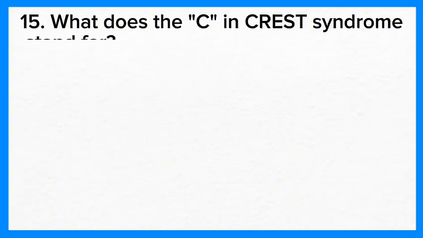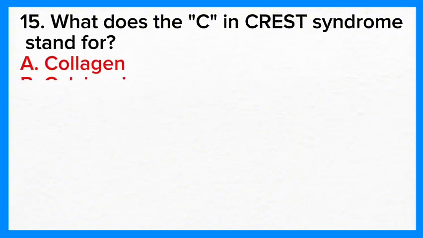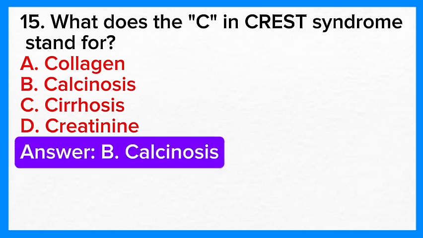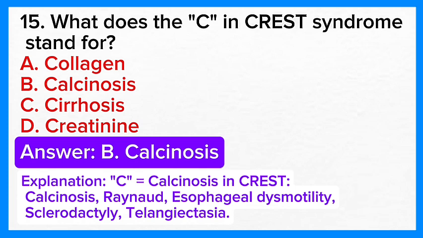15. What does the C in CREST syndrome stand for? A. Collagen, B. Calcinosis, C. Cirrhosis, D. Creatinine. Answer: B. Calcinosis. Explanation: C equals calcinosis in CREST. Calcinosis, Raynaud, esophageal dysmotility, sclerodactyly, telangiectasia.